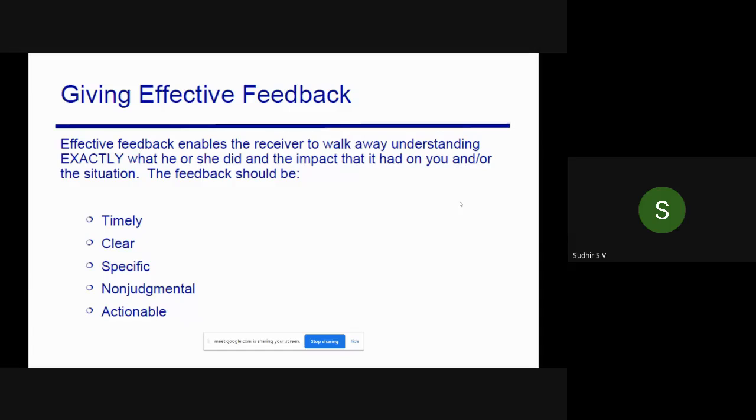So timely is so important, guys. So when you provide feedback, it has to be timely. It has to be very clear. You cannot say, can you do it faster? That has no meaning. So you have to specifically say, what is it that you want them to do? It has to be non-judgmental, right? And it has to be actionable. That's what feedback is. I don't like you. Is that feedback? Not actionable. It's not non-judgmental. So that's not a feedback.